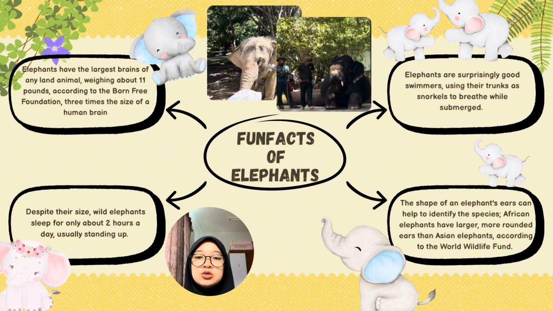Lastly, according to the World Wildlife Fund, African elephants have larger rounded ears while Asian elephants have smaller oval-shaped ones. This ear shape helps identify the species and also aids in cooling.